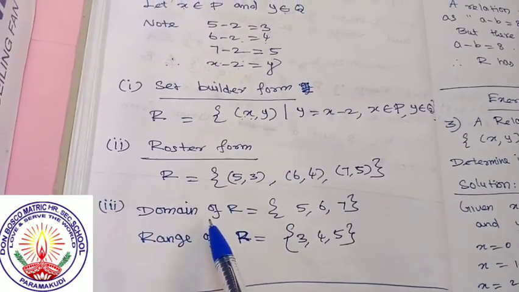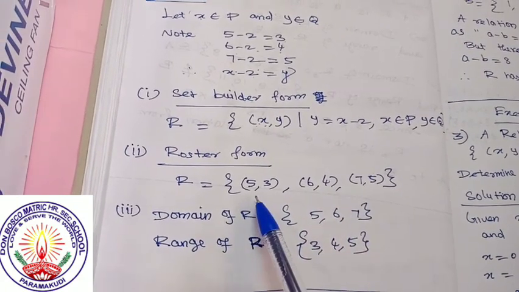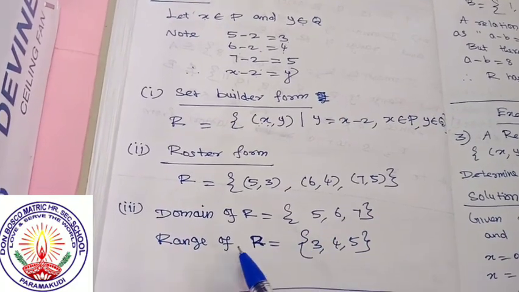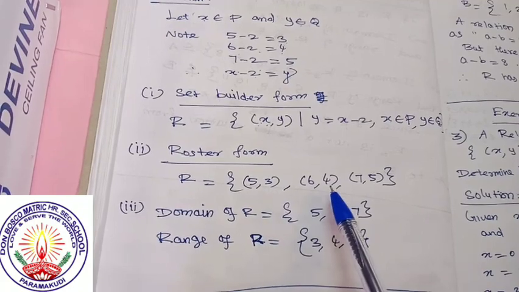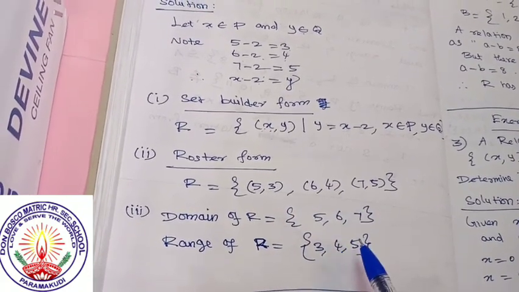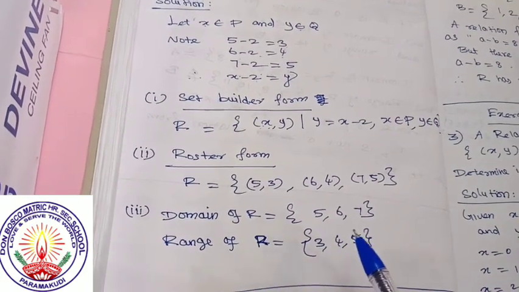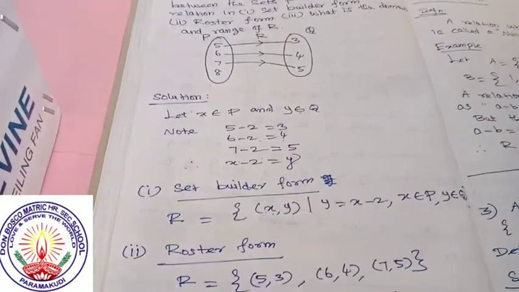Now the third question, what is the domain and the range? What is domain? Domain is the set of first coordinates. 5, 6, 7 are the first coordinates. Therefore, that is the domain. Range, what is range? Range is the set of second coordinate elements. 3, 4, 5 are the second coordinates. Therefore, the domain of R is 5, 6, 7. The range of R is 3, 4, 5. So hence we have solved example 1.5. Thank you.